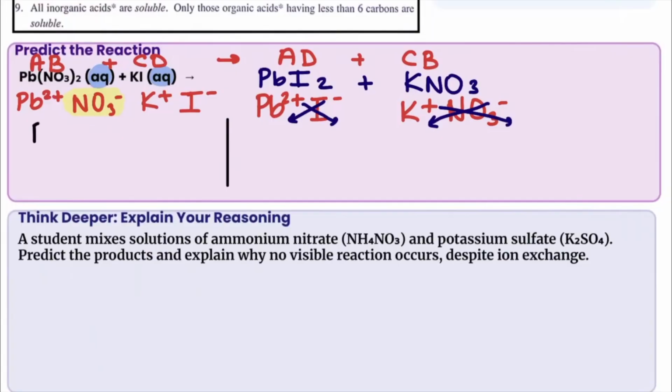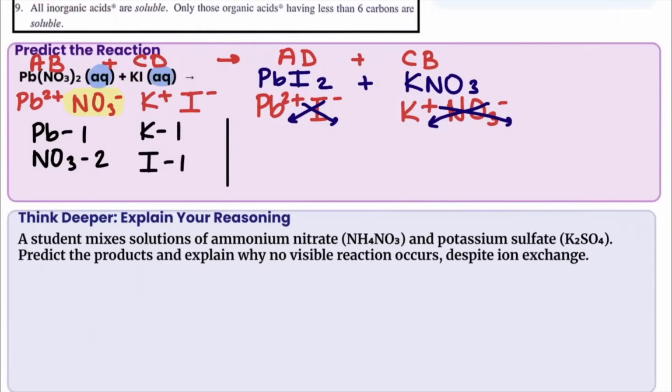On the left side, we have 1 Pb, 2 nitrates. Remember, that 2 outside of this parentheses tells me that I have 2 nitrate ions present here. If you choose to split the N and the O, you could say that you have 2 times the amount of oxygen, which is 6, because 2 times 3 is 6, and 2 times the amount of nitrogen, because 2 times 1 N is 2. So you could do it like that, but because I like to keep polyatomic ions grouped together, I'm going to just write a 2 here because that's how many nitrate ions I have. I have also 1 K and 1 I.